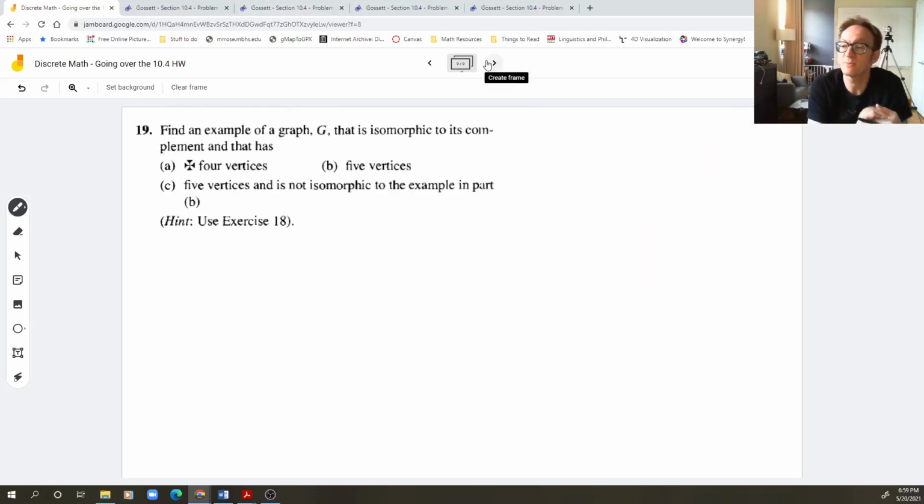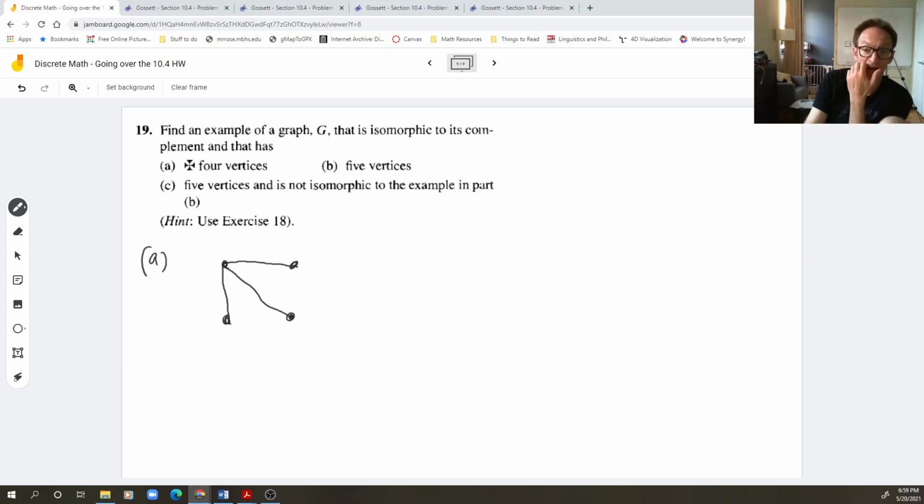Don't care. Find an example of a graph G that's isomorphic to its complement. So I need to do it with 4 vertices. Okay, I think I just did this one by accident a minute ago. Here's a graph. What is the complement graph? The complement graph is that. And it is, in fact, isomorphic to itself. A down, B to go.